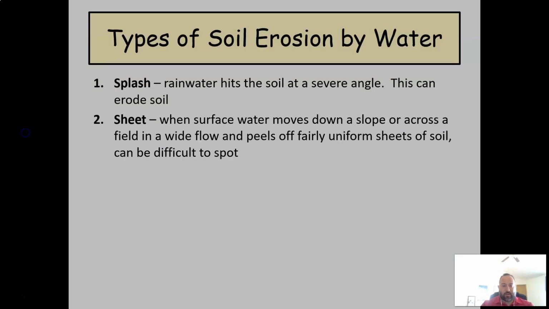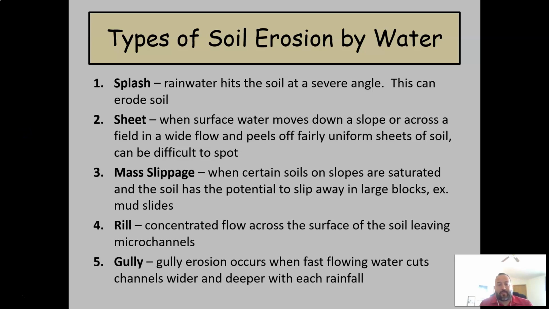In terms of soil erosion by water, we've got 5 different types. You've got splash, sheet, mass slippage, rill, and gully. And really you're just talking about an order of magnitude worse with each of these. With splash, it's just rainwater hitting and splashing, so a droplet of rain hits and the soil moves because the water hits it, and that's our typical soil erosion.